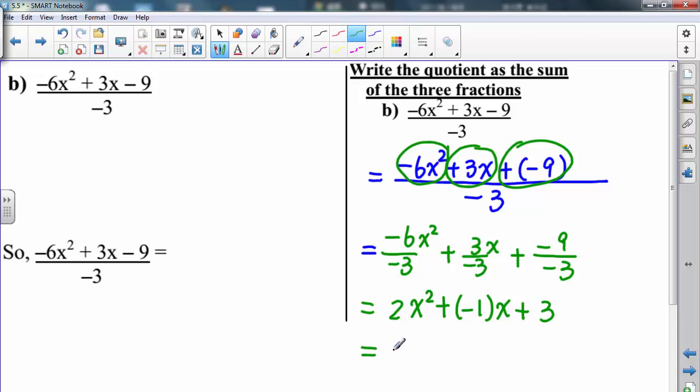So this time I will have 2x squared, positive negative, combine these two signs into a negative sign. So minus x, 1 can become invisible. Then plus 3. So this is the answer I can get from the symbolic method.